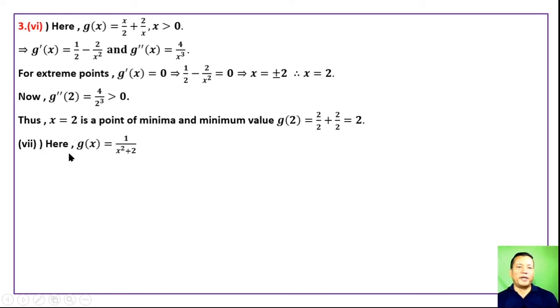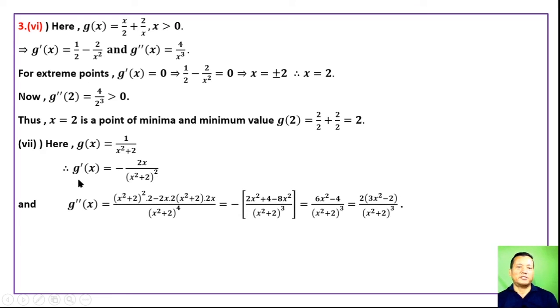For Roman number 7, g(x) is 1 by x square plus 2. Therefore its derivative is minus 2x by (x square plus 2) whole square. And its second order derivative, applying quotient rule, we get this. Solving this, for maxima or minima, g'(x) equal to 0 implies x equal to 0.